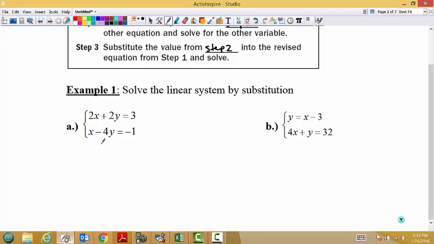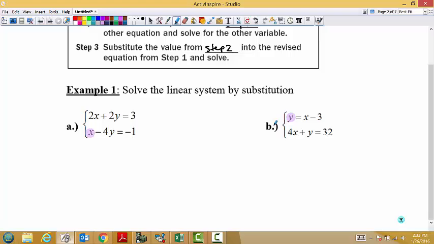So what you look for is a letter that is by itself. Before we do anything else, let's identify which letters are by themselves. Right here, this x has a 2, this y has a 2, this y has a 4, but this x does not have a number with it. Over here, I've got a y that doesn't have anything with it, and an x that doesn't have anything with it, but then I have a y that's all by itself. So I'm actually going to do b first because it's a little bit easier, because step 1 is already done.